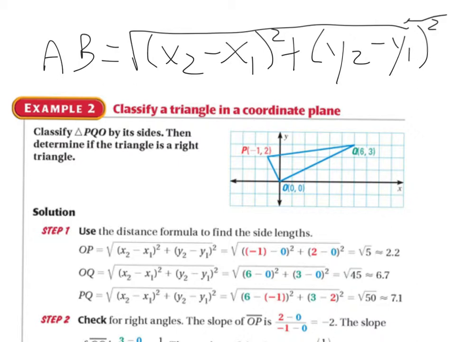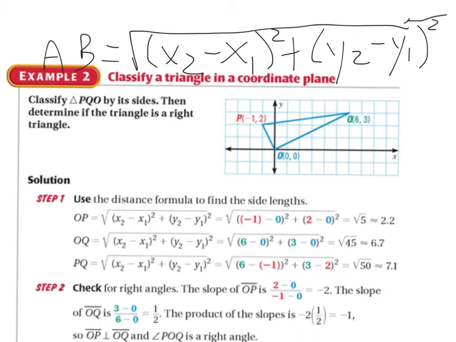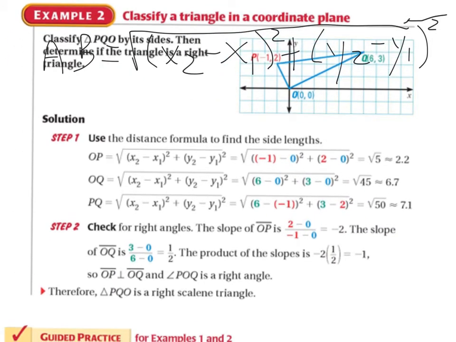Okay, so we have sides of 2.2, 6.7, and 7.1. So that means that we have a scalene triangle. None of our sides are congruent. Okay, then for the second part here, let me move this up here.